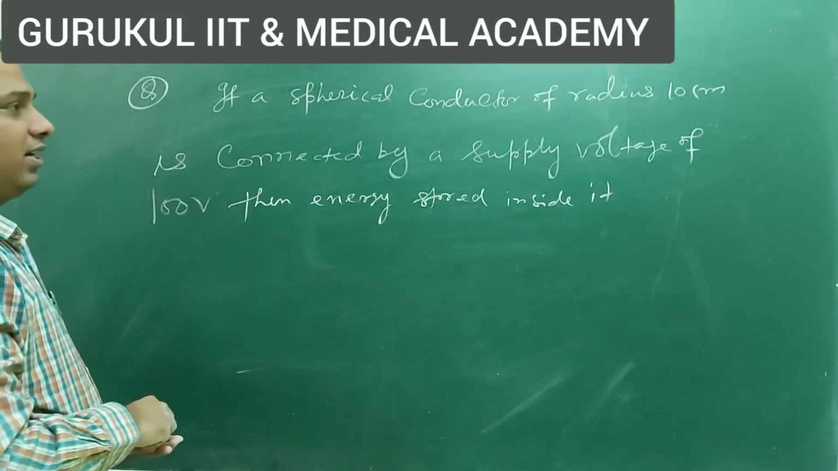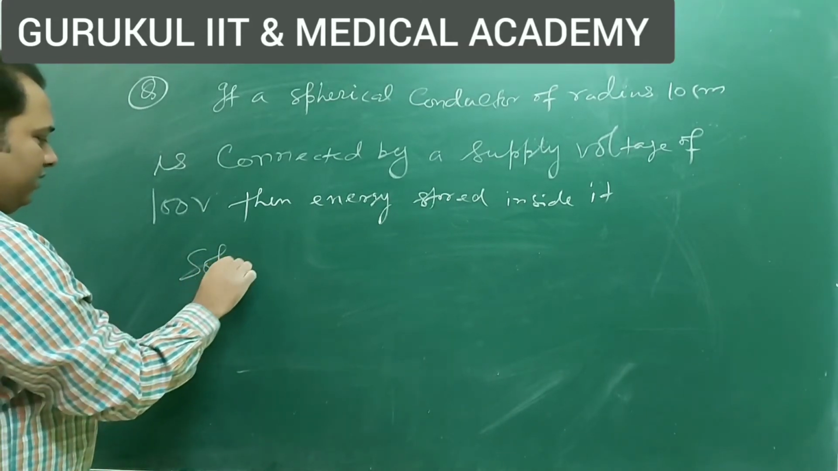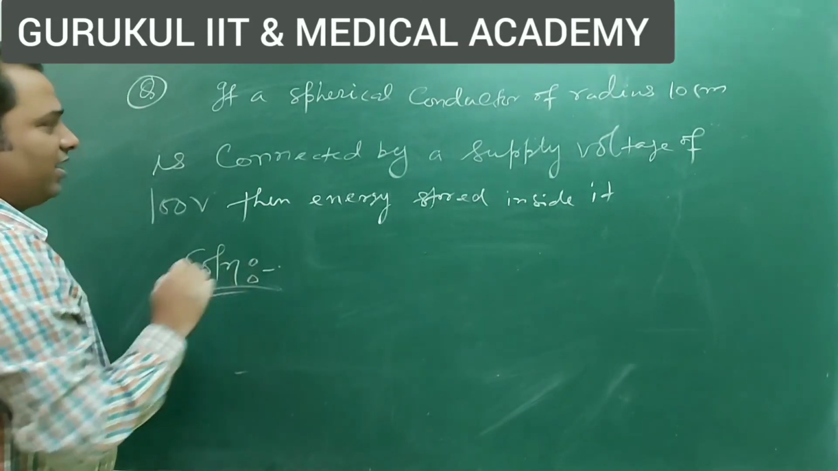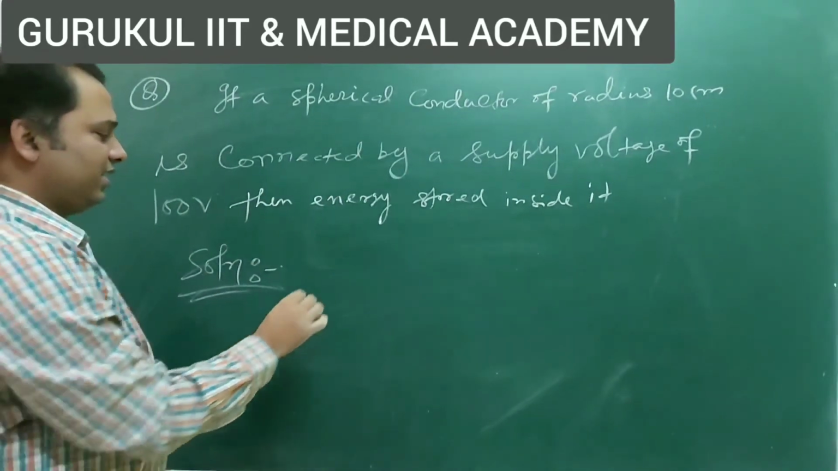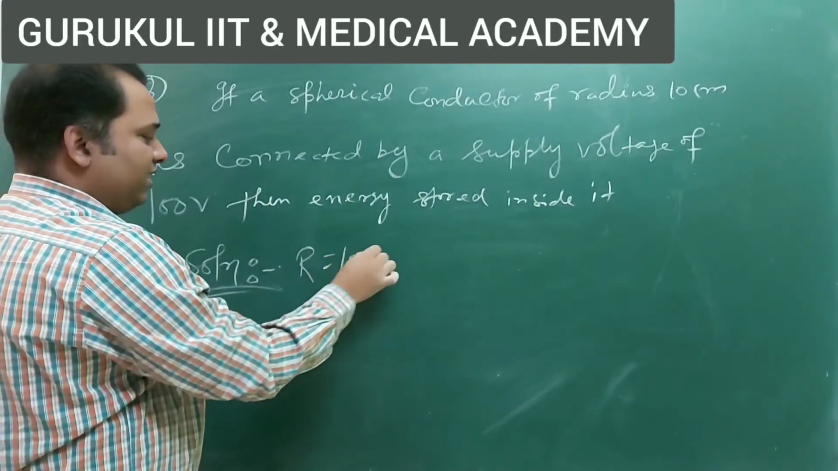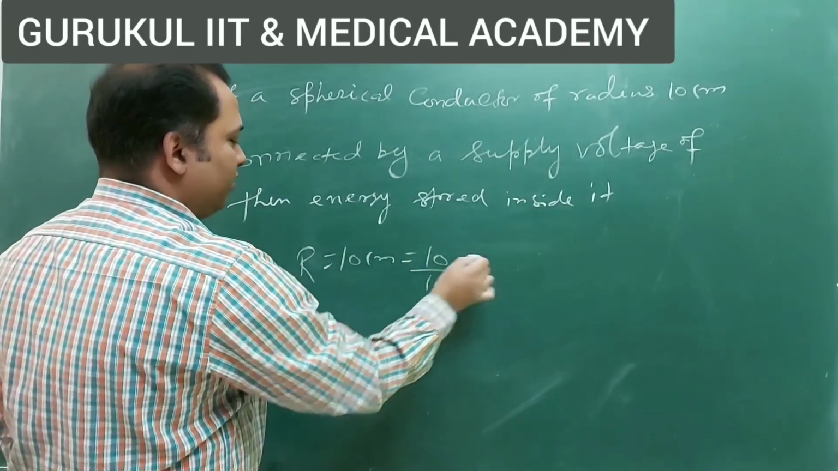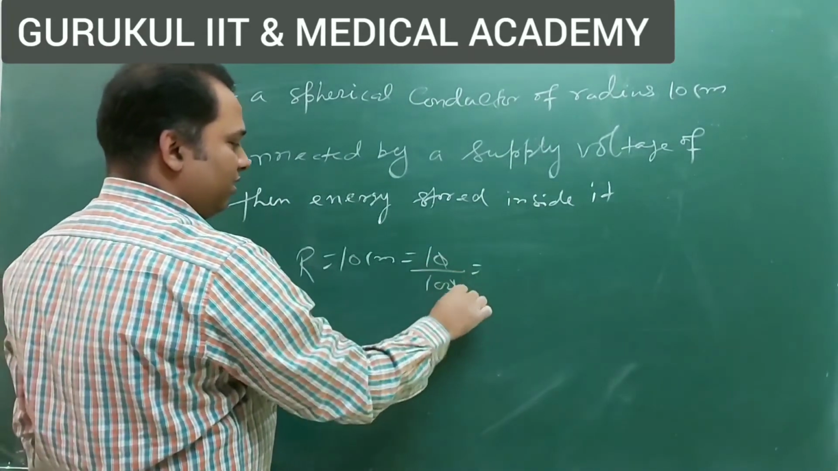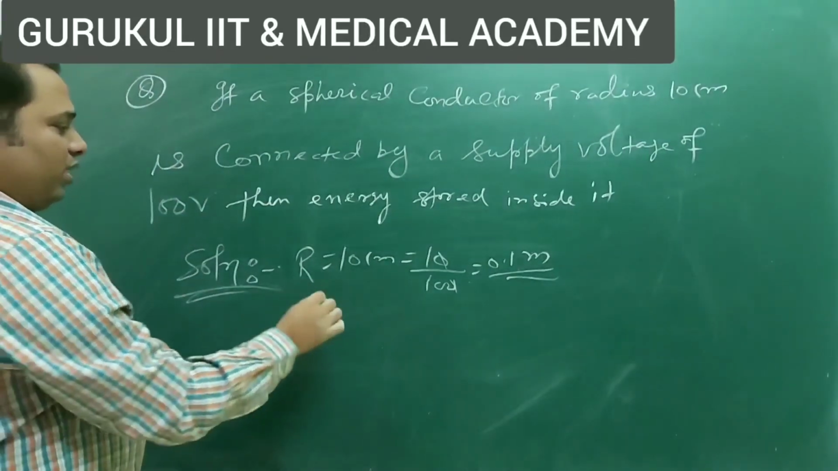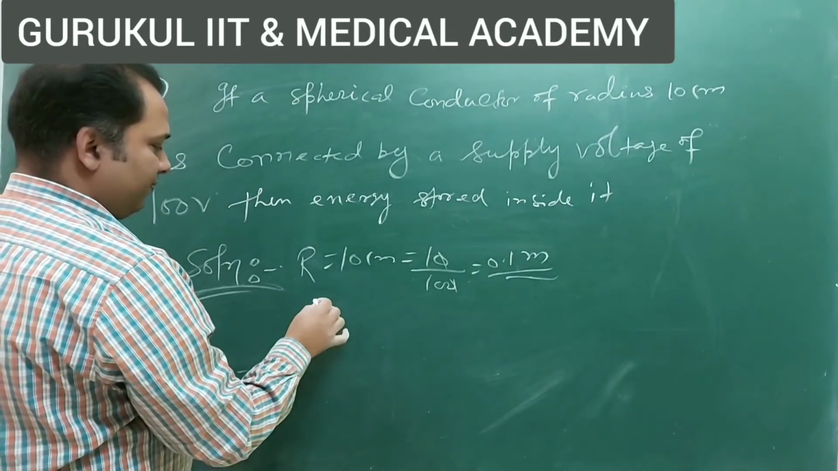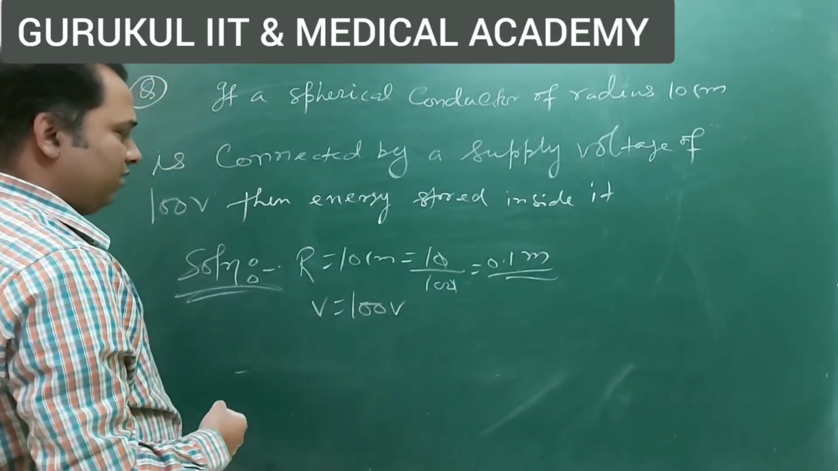A spherical conductor of radius 10 centimeters. Solution: one time I will explain what is in this. Spherical conductor we have and radius is given 10 centimeter. R is 10 centimeter, change into 10 upon 100, it will be in meters, 0.1 meter. It would be the radius. And voltage V is 100 volt, it is given.